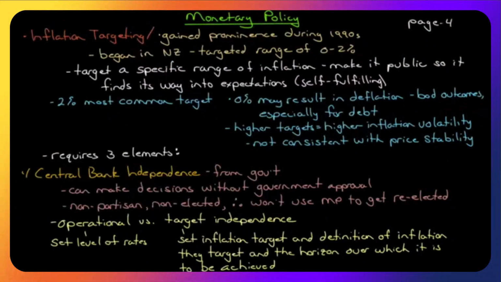And this gained prominence during the 1990s in New Zealand. They targeted a range of 0 to 2%. So what inflation targeting involves is to target a specific range of inflation and to make it public. It's no good if you keep it quiet. It's like a nuclear weapon. There's no point in keeping that a secret because it's a deterrence weapon, right?